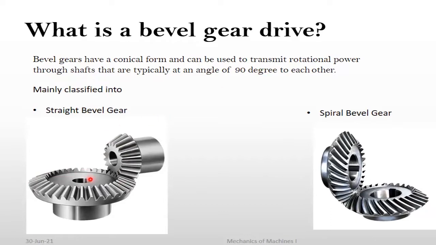But it can be 120 degrees also. Typically, normally, the shaft angle is 90 degrees, but it's not always. That's why they put "typically." Typically means generally. Then this bevel gear drive is mainly classified into four classes. First one is the straight bevel gear.